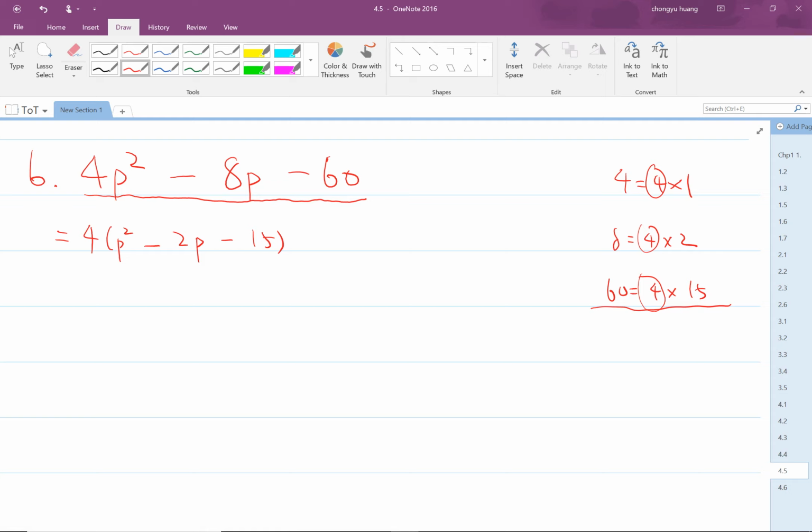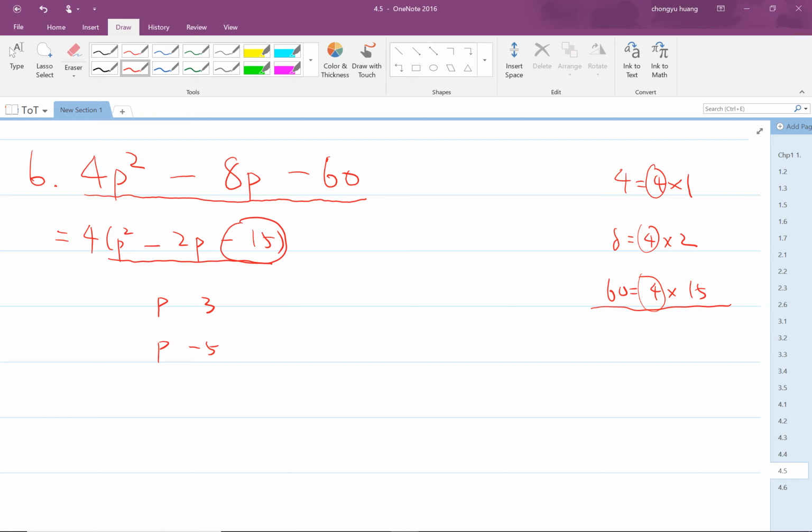Now we have to use the basic method to solve the trinomial. We write down p and then p. The number over here is negative 15, so the right combination should be negative 5 and 3.